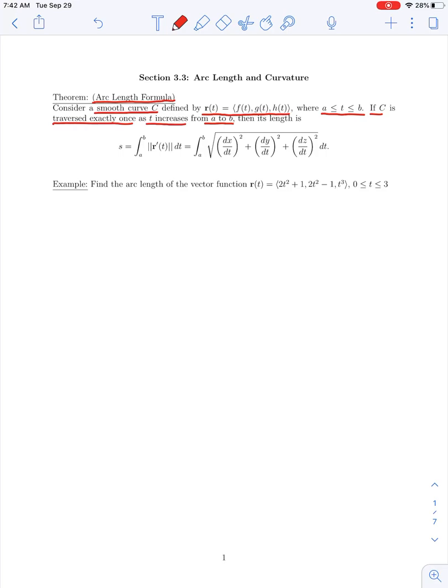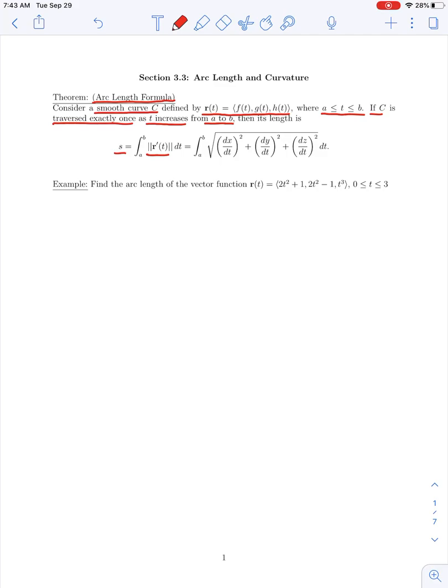Then its length is given by what we'll denote as lowercase s for arc length. And it's the integral of the magnitude of the tangent vector to this space curve, r prime of t, with respect to t on the interval from a to b.